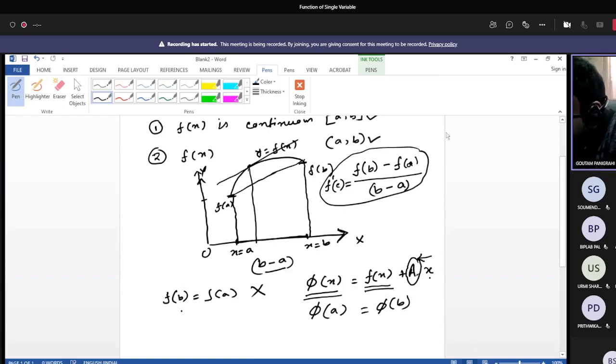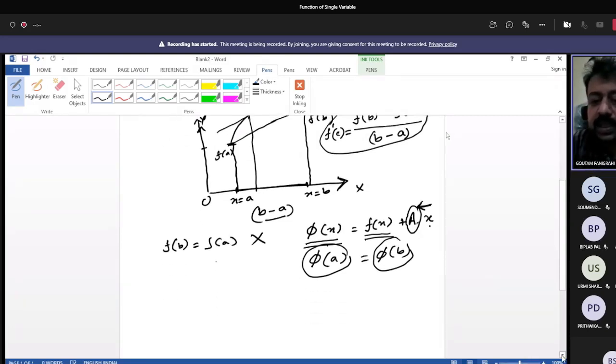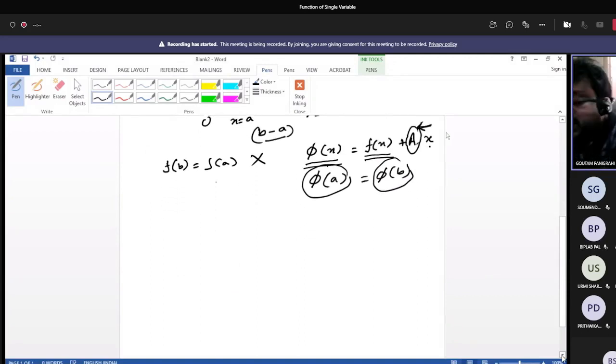Then phi(x) satisfies all the conditions of Rolle's theorem, because as f(x) is continuous, phi(x) is continuous, f(x) is derivable, phi(x) is also derivable, and the last condition of Rolle's theorem, that is phi(a) equals phi(b), holds according to the assumption that you have supplied the value of capital A in such a way so that phi(a) equals phi(b). Now you have to prove Lagrange's mean value theorem. As phi(x) satisfies all the conditions of Rolle's theorem, there must be within the interval a point c so that phi'(c) equals 0.